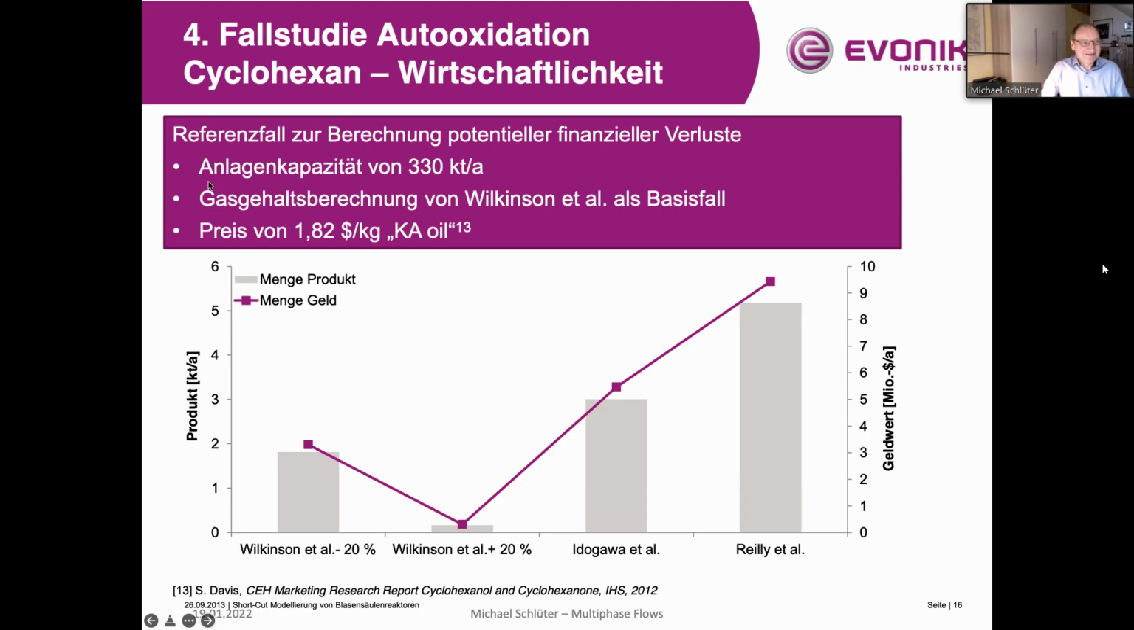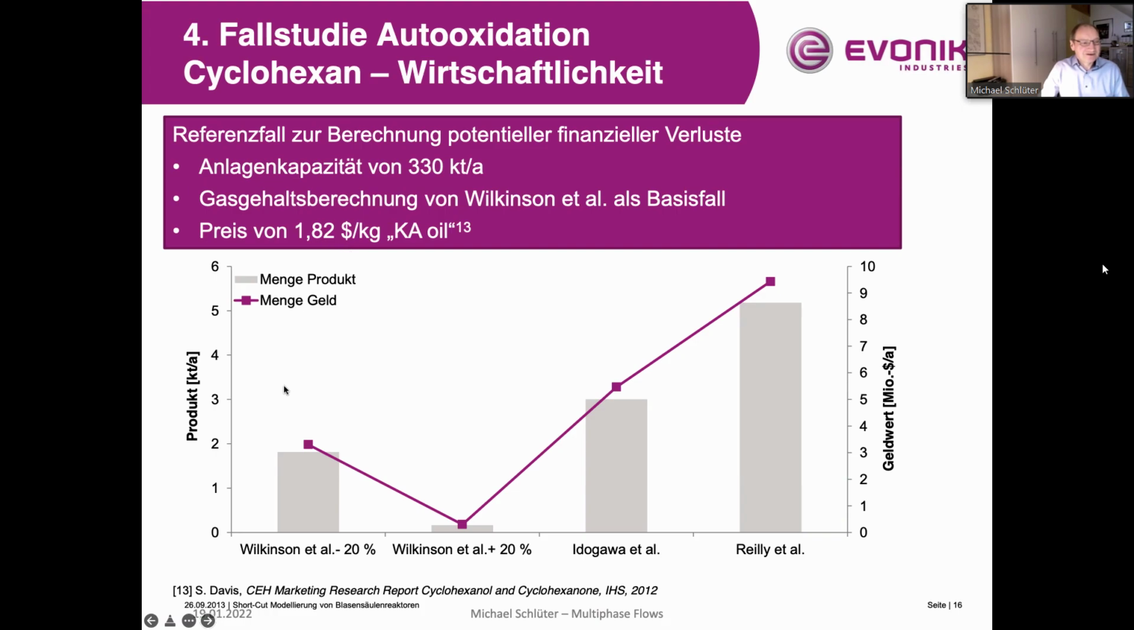And here this cyclohexane oxidation has been calculated for a plant capacity of 330 kilotons per year. And in that case, the gas holdup has been calculated by Wilkinson. And here is a price for 1 kilogram of cyclohexane. So it's $1.82.